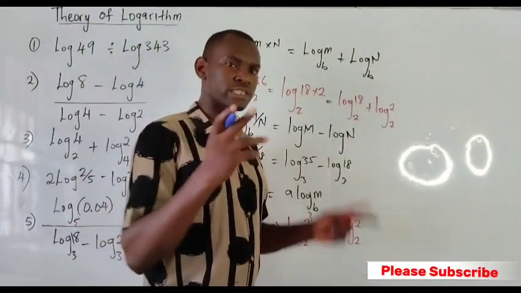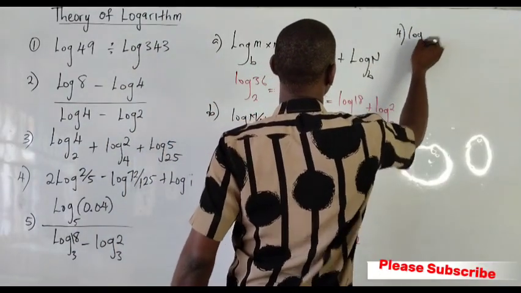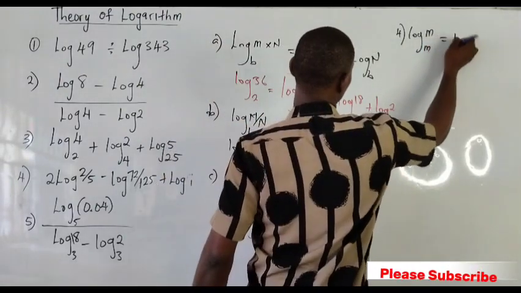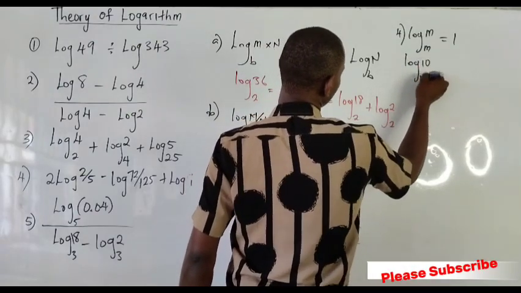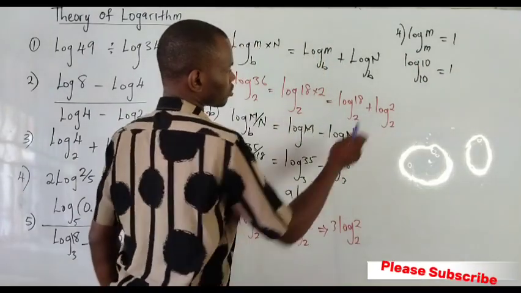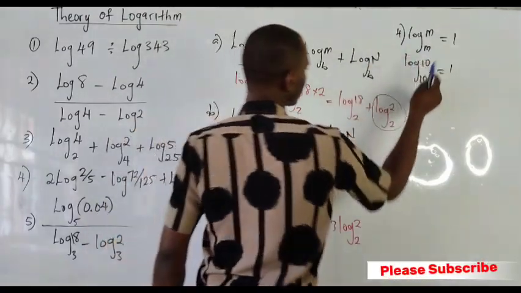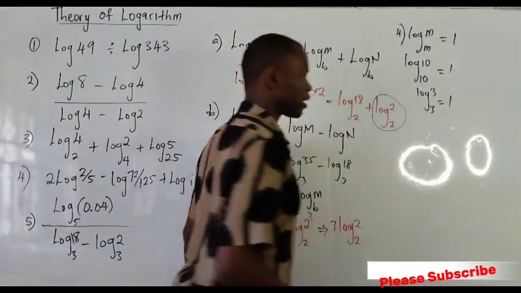Any logarithm to its own base is equal to 1. If I have the logarithm of m which has a base of m, it is equal to 1. An example, log 10 to base 10 is equal to 1. So that means what I have here is 1. Any logarithm, even if it is log 3 base 3, it is still 1.